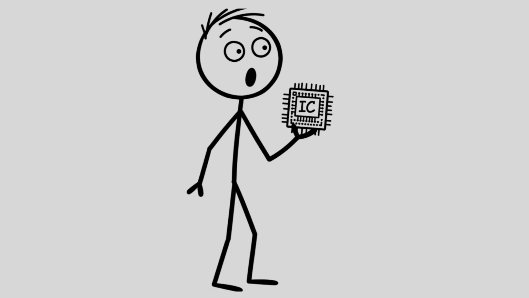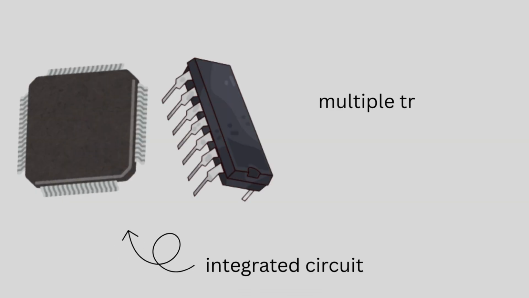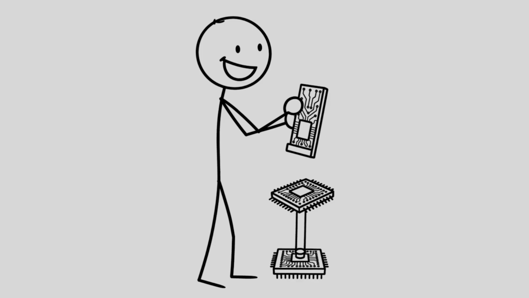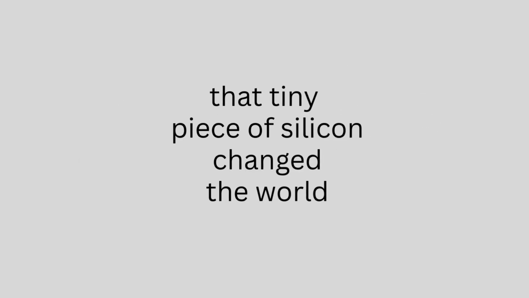Then in the late 1950s came the integrated circuit, invented by Jack Kilby and Robert Noyce, which basically put multiple transistors on a single chip. Instead of wiring components together manually, you could now print entire circuits on a tiny piece of silicon. That's where the word microchip comes from. And that tiny piece of silicon changed the world.